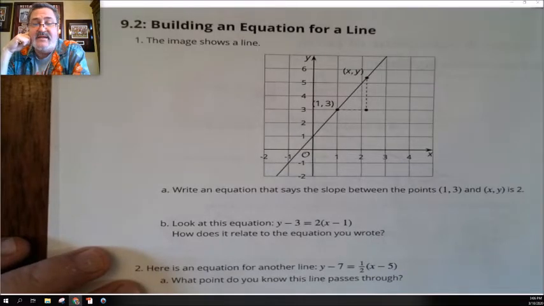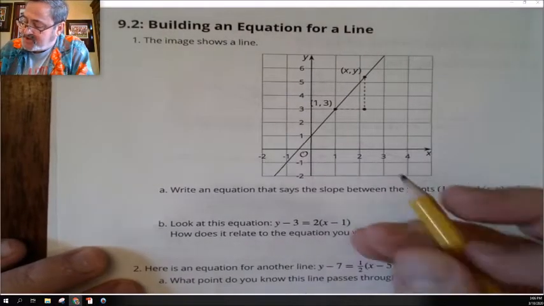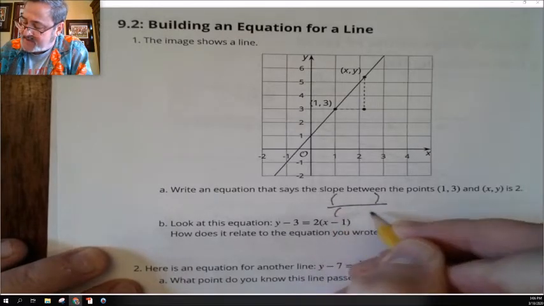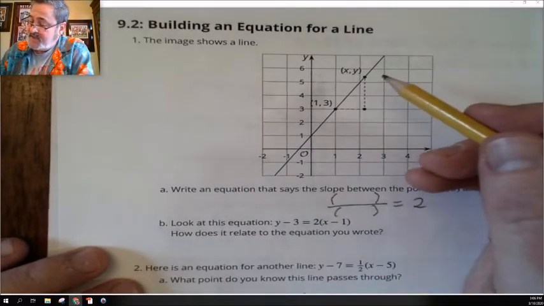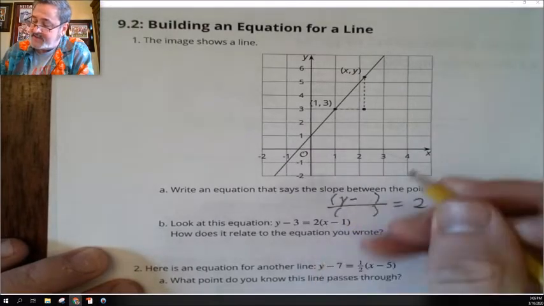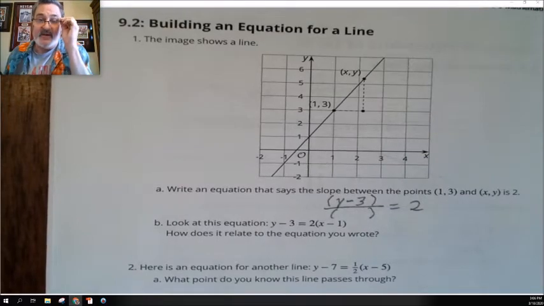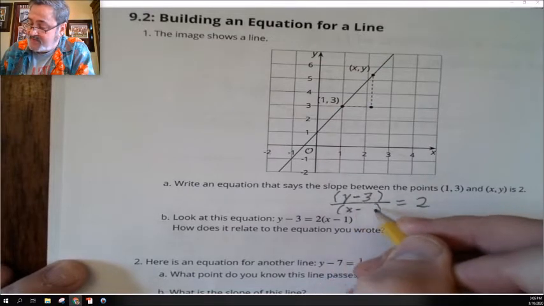Write an equation that says the slope between the points (1, 3) and (x, y) is 2. Okay, what do you think on that? If we're wanting to determine the slope, remember, it's the differences in the y's on top of the differences in the x's, and it should equal 2 in this case, because that's what the slope equals. So the y minus, and it started at 3. That's how much the y has changed. It went from 3 all the way up to y, however far that is. And the x's, it ended up at x, and it started at 1.